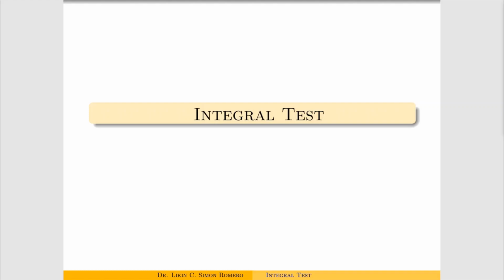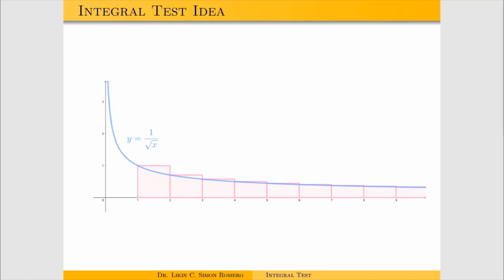Today, we will be talking about the integral test. To talk about the integral test, I first want to talk about what an integral looks like in terms of the area under a curve. So if we look at this function here, y equals 1 over the square root of x, notice we can draw in these boxes here that give us an area that seems to approximate the area under the curve.